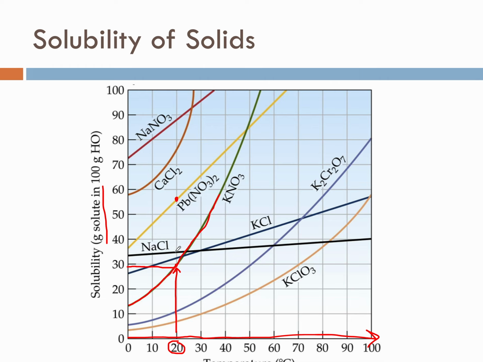So that one's up here, right? If I go up to the lead-2 nitrate, that's the yellow line, and then I go over here to the solubility line, I can see I can dissolve maybe 56 grams per 100 grams of water of lead nitrate. But if I go to a hotter temperature for lead nitrate, maybe up to 50 degrees, then I would go to 50 on my x-axis, go up to the line, and you can see that the solubility at 50 degrees Celsius is around 85 grams per 100 grams of water.